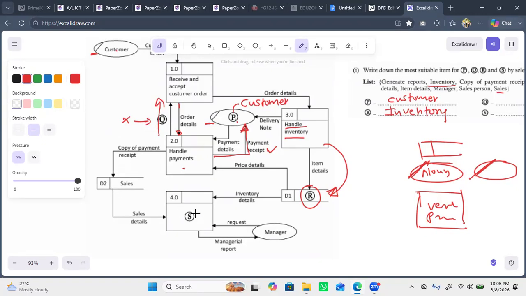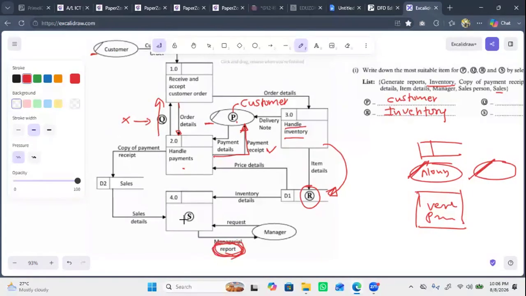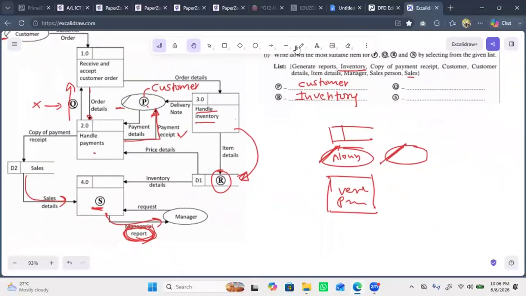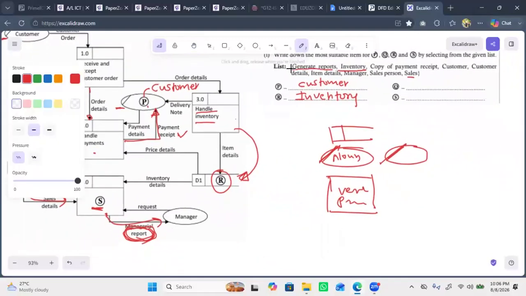From the sales details, this process is doing something. This process is giving reports to the managers. Then probably they should generate the reports from this data. So what should be this process? If it is giving something out as reports, do we have generate? Yes, we have generate reports. A process. See, is any other process there?